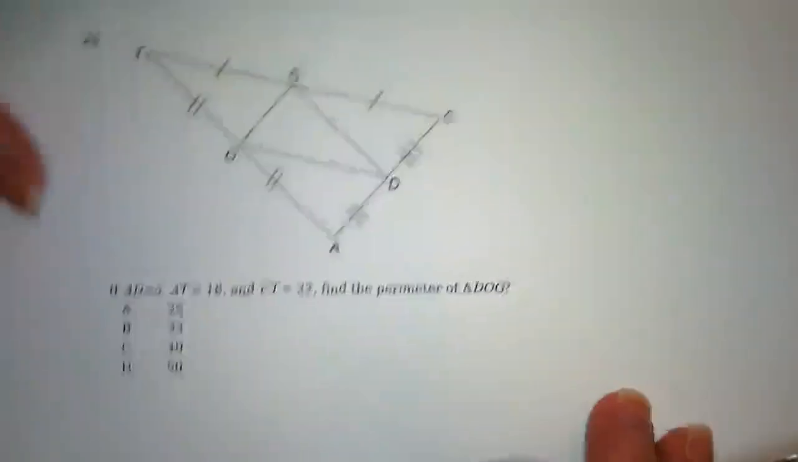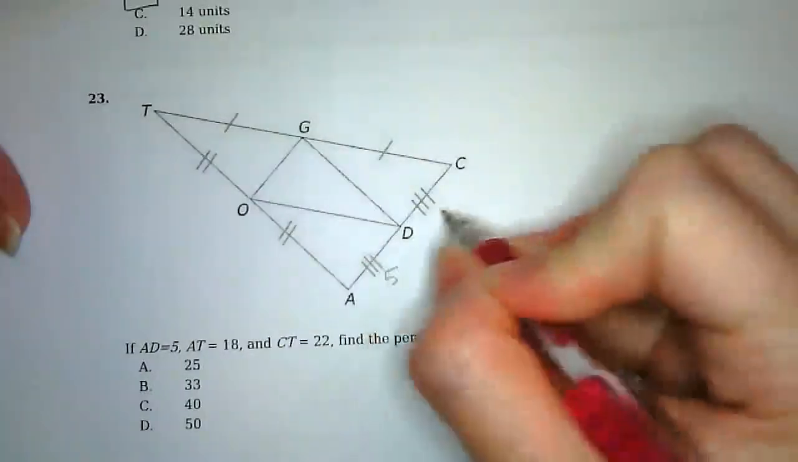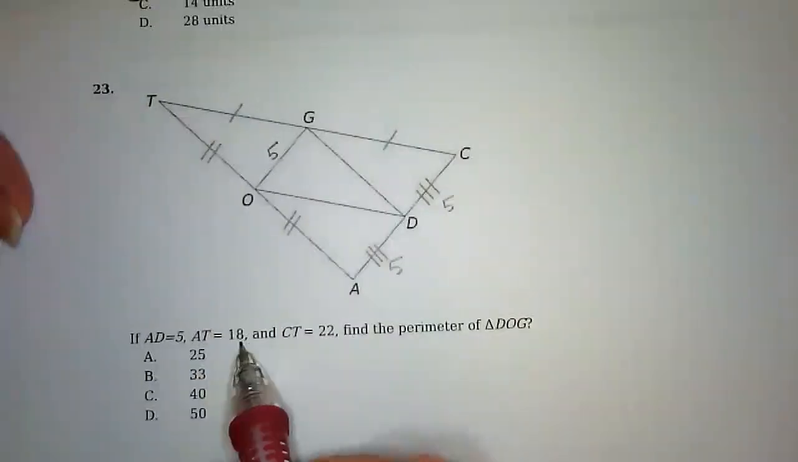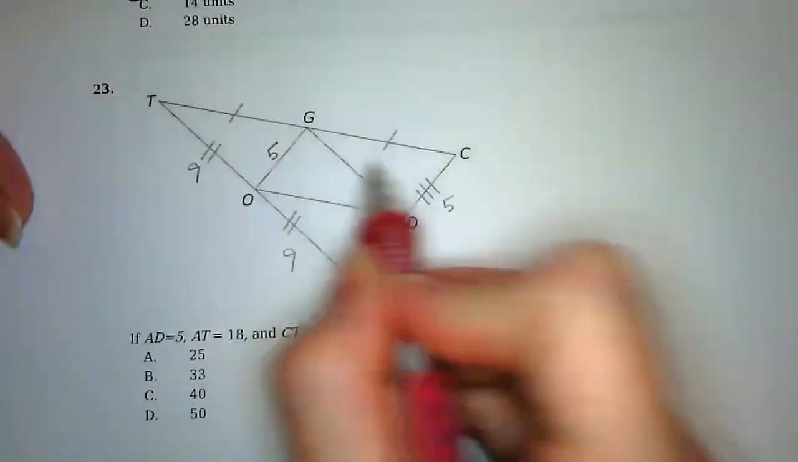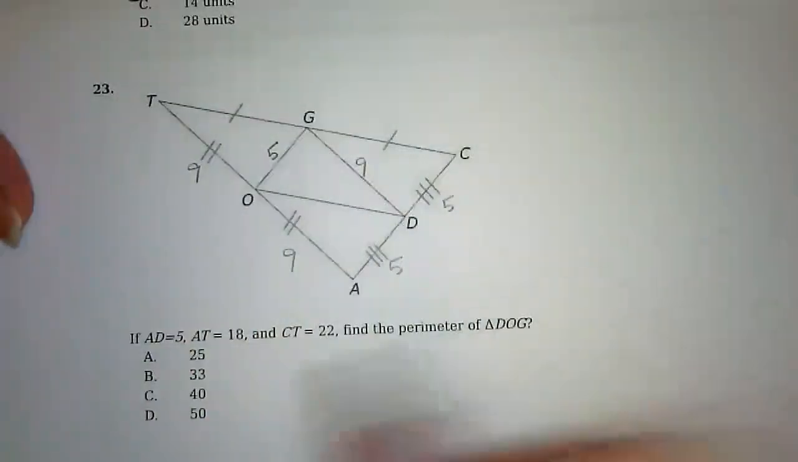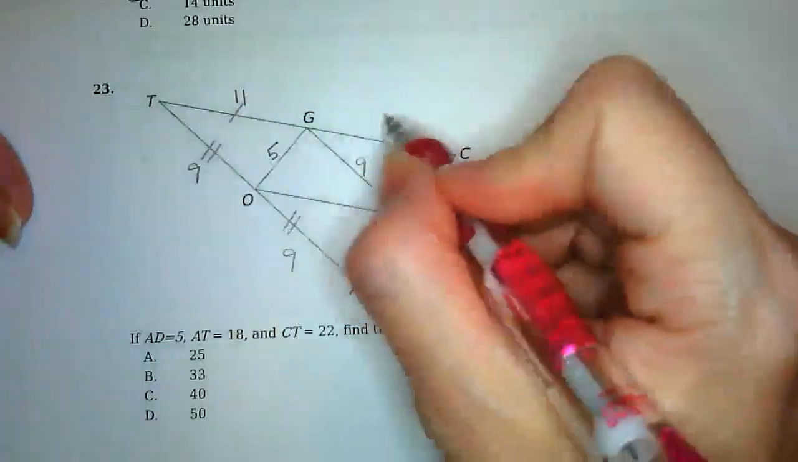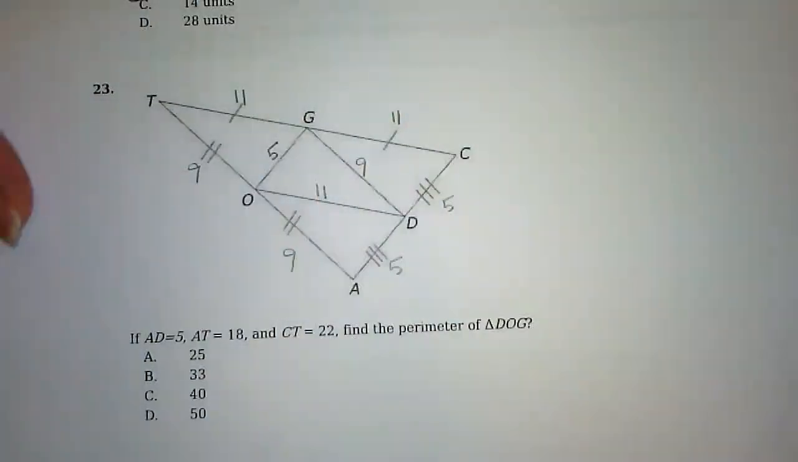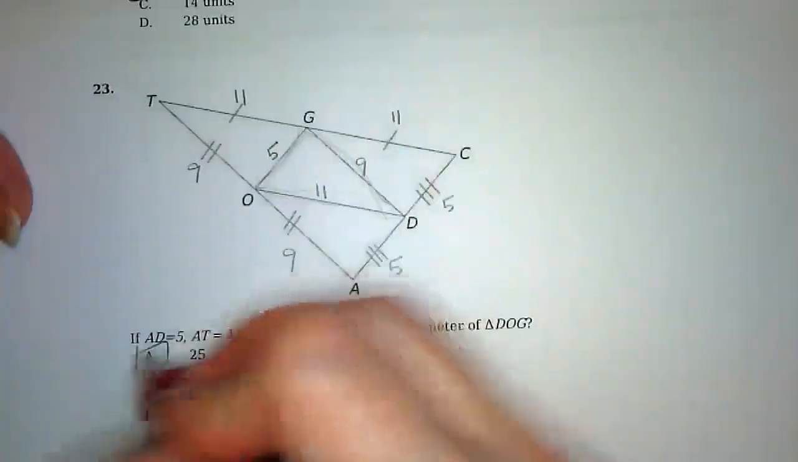All right, this is another one with the mid-segments here because they're all marked. Okay, AD is 5, so we know that one's 5, and we know that piece right there is 5. AT is 18, so if that's 18, that's 9, and then that one is 9. And then CT is 22, which makes that 11, that 11, and this one right here, 11. So the perimeter right here looks like 25.